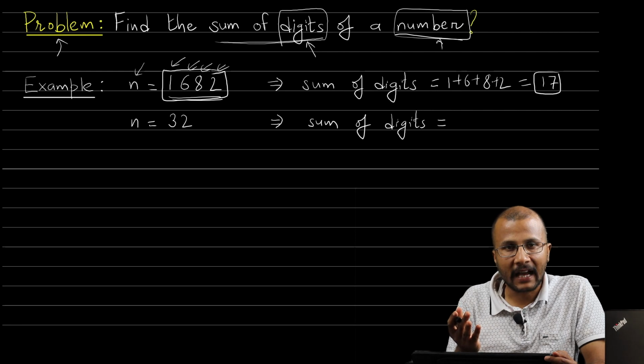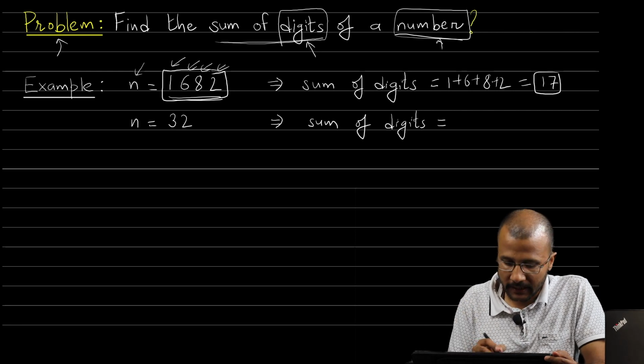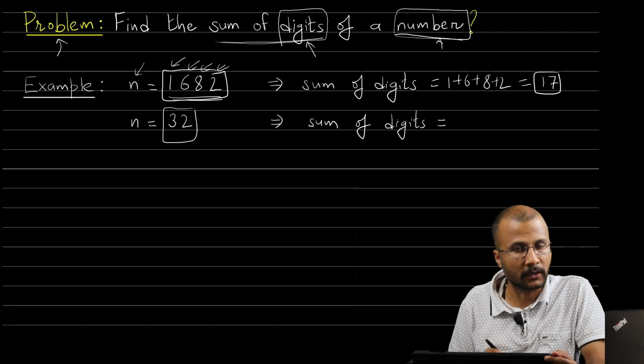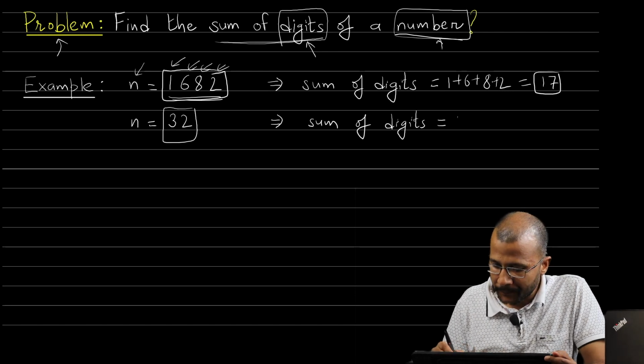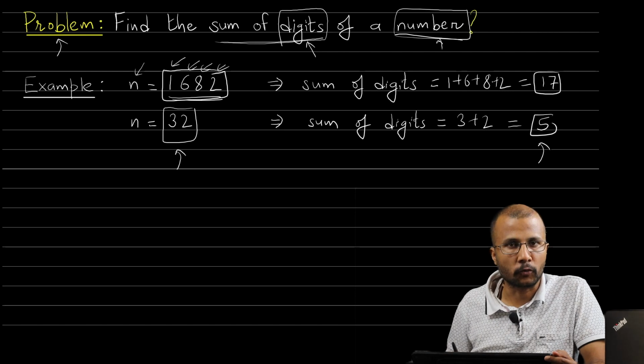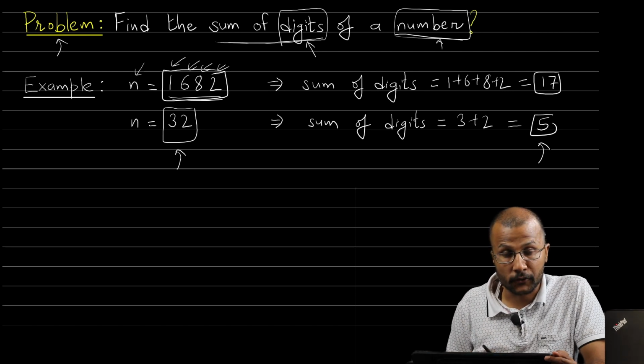In the same way, you can have a different number as an input. So the next input here, let's consider it as 32. It's a 2-digit number. So sum of digits should be 3 plus 2, which is equivalent to 5. So if 32 is your input, 5 must be your output. So this is the problem that you are supposed to solve.